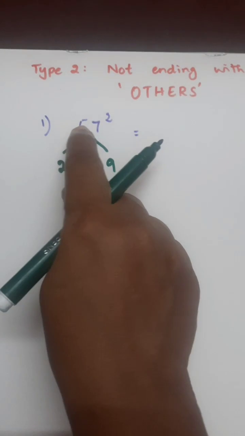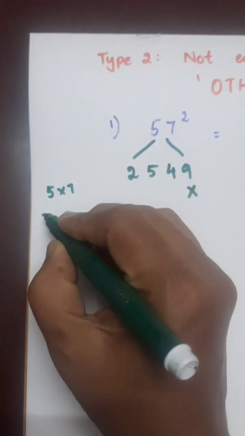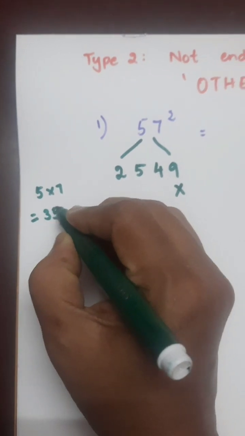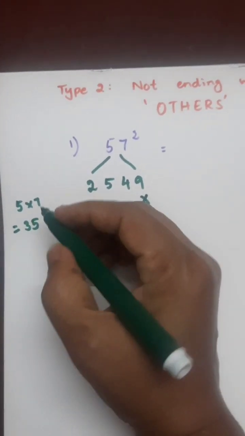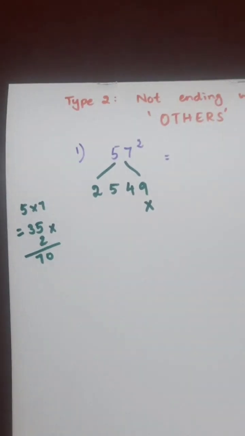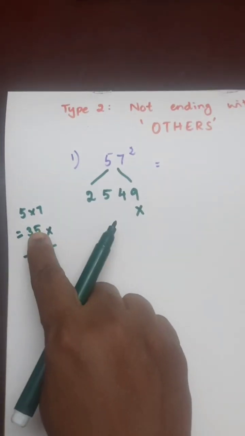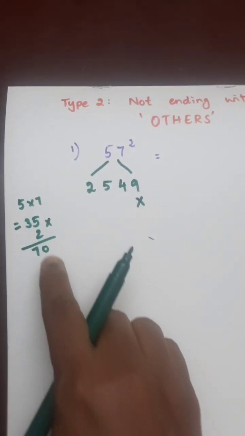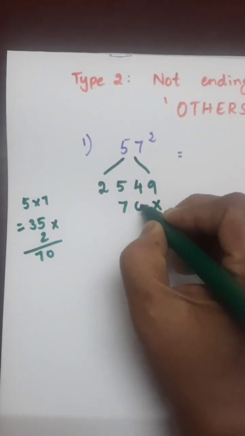After that, you just multiply 5 into 7. 5 into 7 is 35. Then again multiply that with 2. We will get 70. We first multiplied 5 and 7, that is 35, and multiplied it again with 2, so we will get 70. That 70 we will write here.